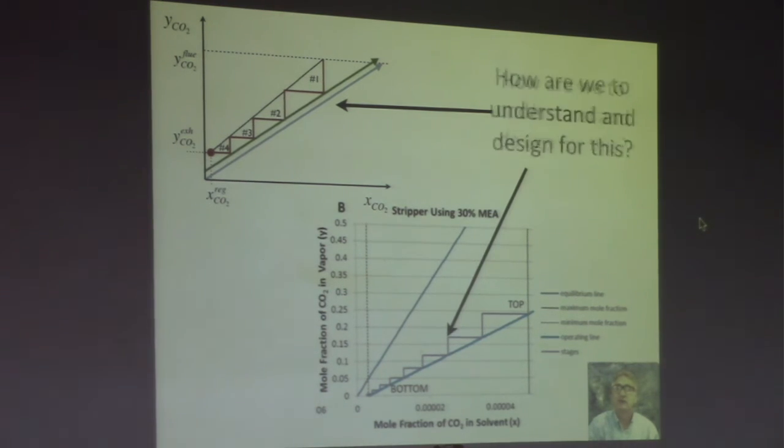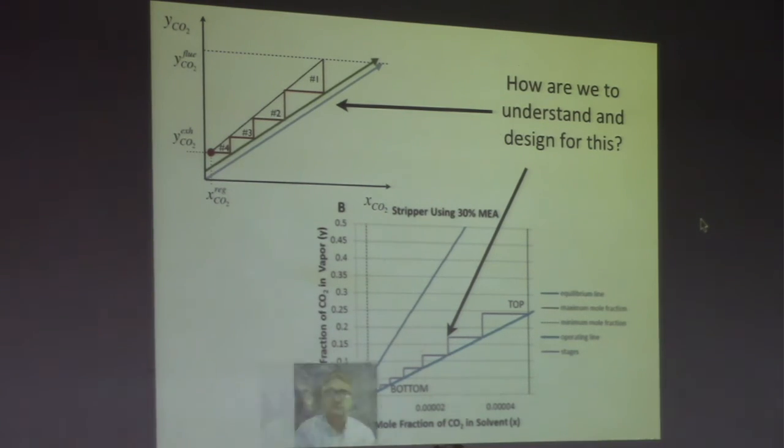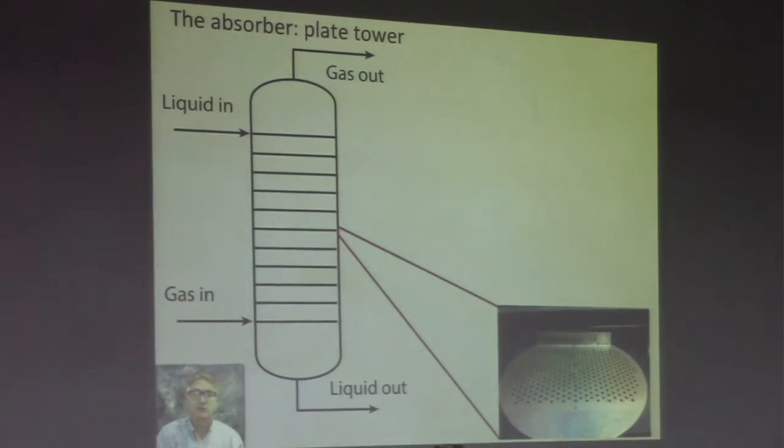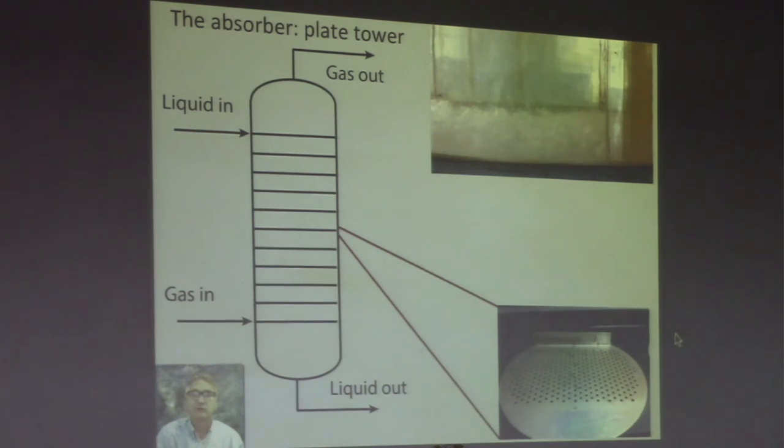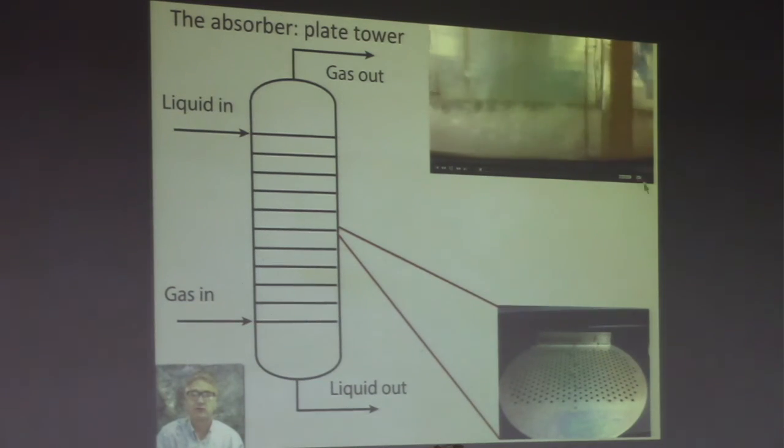How am I to understand what these effects are, and can they be thought of in terms of solvent design? In order to understand more deeply what's happening at the absorption plate, I return to this image here. Here's a cartoon of the absorber column. Here's a picture of an actual plate. And recall that fluid descends from above, gas rises from below, and we have this froth, intimate vapor-liquid contact occurring inside the absorption column.